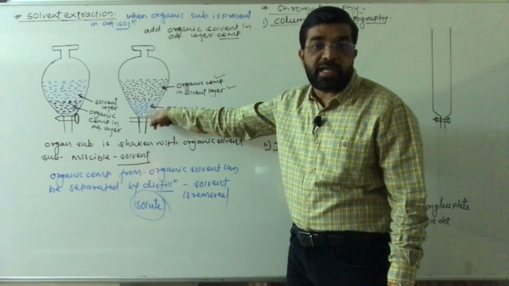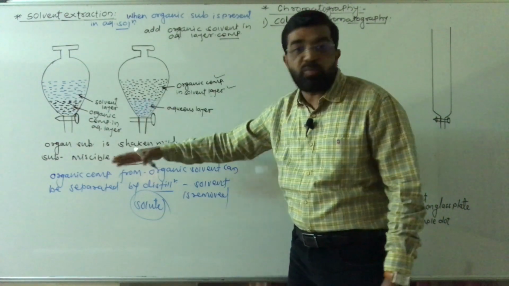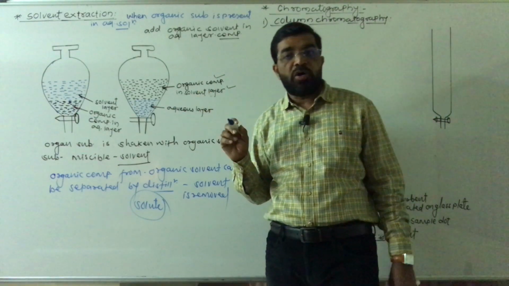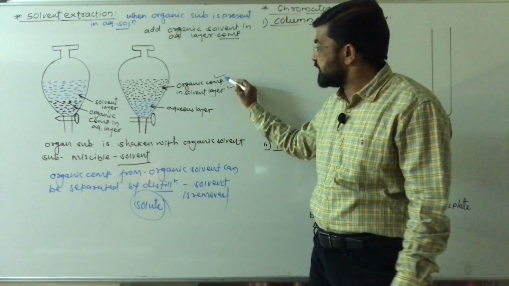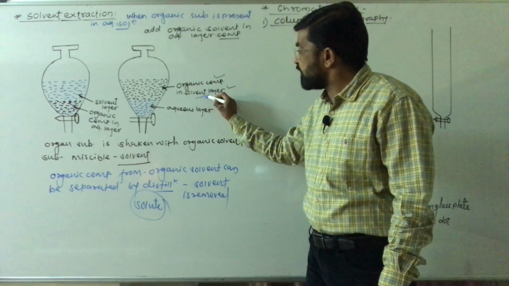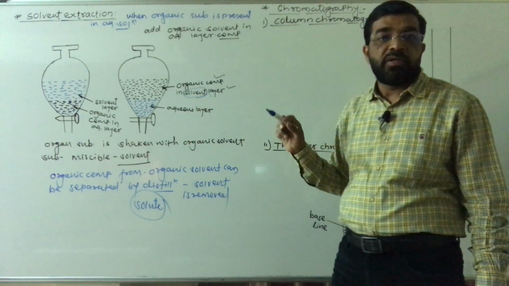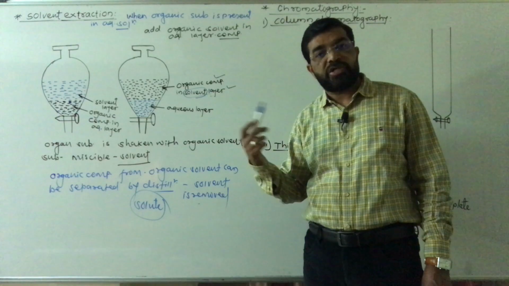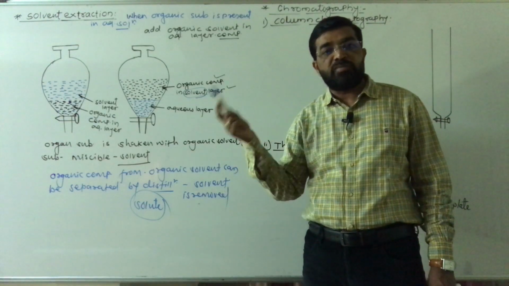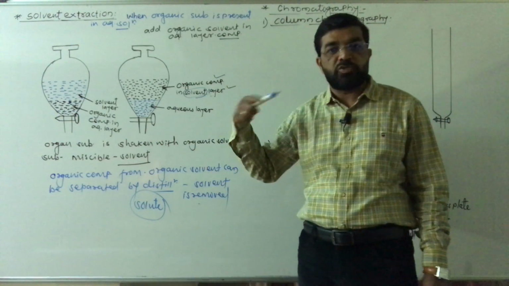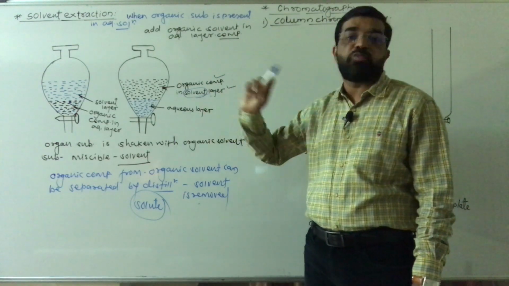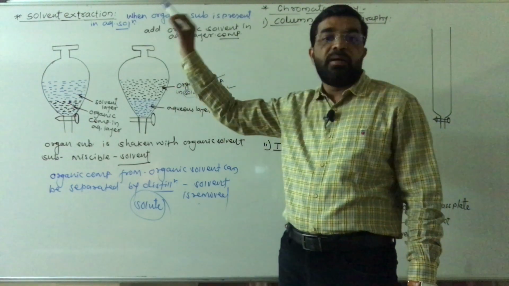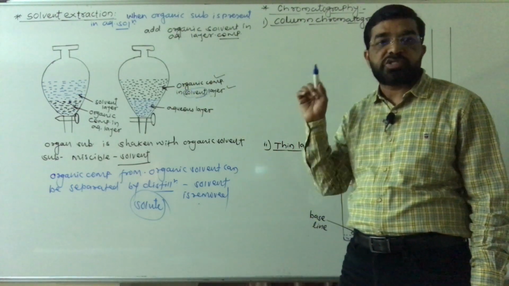This aqueous layer can be separated, or removed, by using this stopcock. What is left is the organic compound in the solvent layer, and the solvent can be removed from this organic compound by the distillation process. Repeated distillation takes place, the solvent is evaporated or distilled out, and the solute will be left. In this way the substance is extracted or obtained by the solvent extraction process.